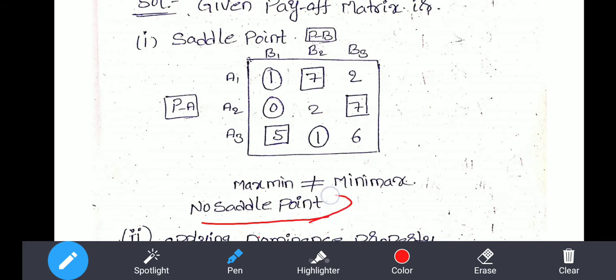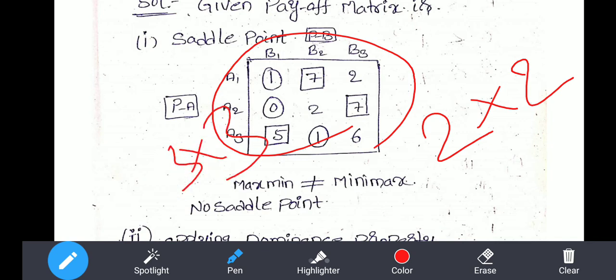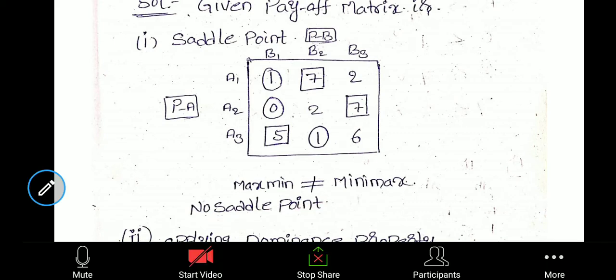If the saddle point is not obtained, we will go for applying the mixed strategy. The condition for applying the mixed strategy is that the matrix size should be 2 by 2. But here the matrix obtained is a 3 by 3 matrix. We'll reduce one row as well as one column by applying the dominance principle, so the matrix will be converted into a 2 by 2 matrix. After that we can apply the mixed strategy concept to get the value of the game. Here in this problem we are not able to get the saddle point, so we'll reduce one row and one column to apply the mixed strategy.